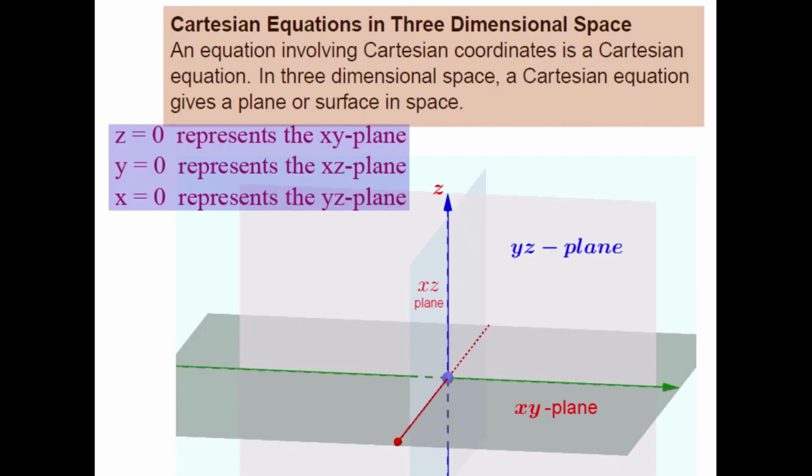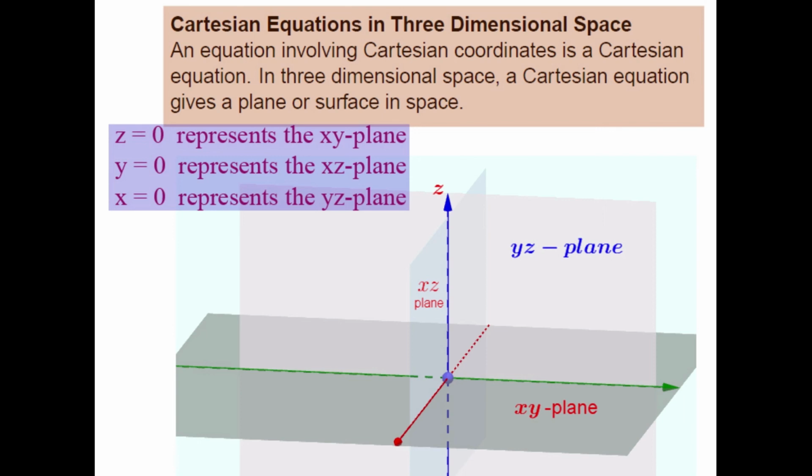Cartesian equations in three-dimensional space. An equation involving Cartesian coordinates is a Cartesian equation. In three-dimensional space, a Cartesian equation gives a plane or surface in space. For example, z equals 0 represents the xy plane. y equals 0 represents the xz plane. x equals 0 represents the yz plane.